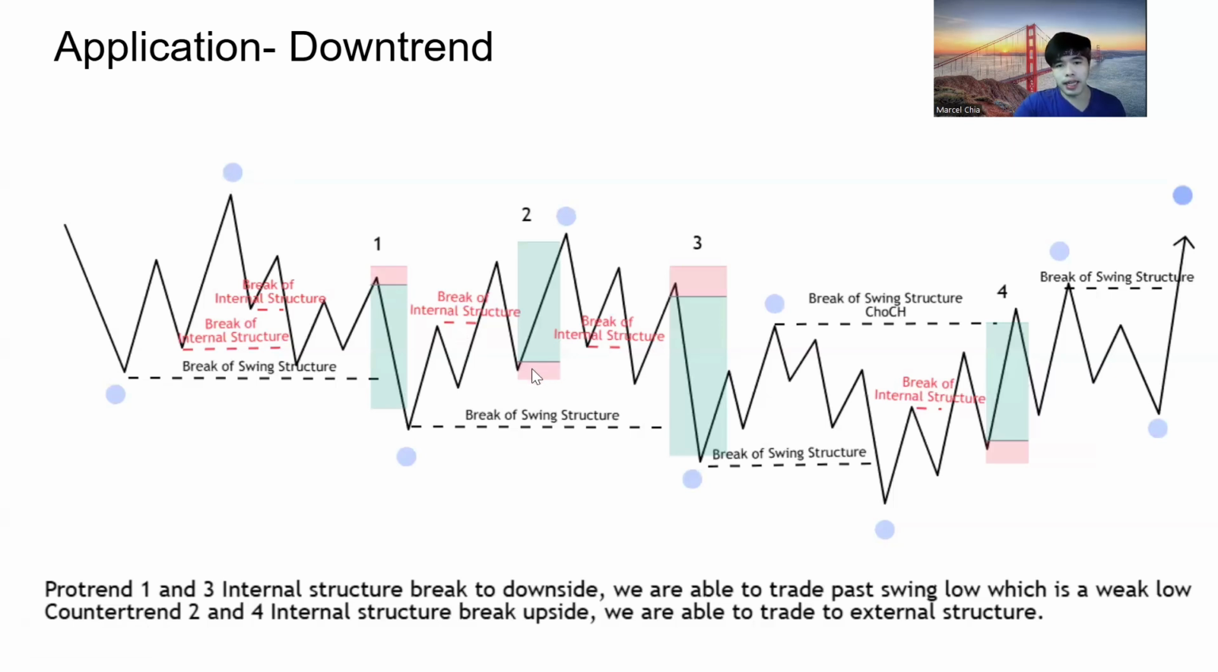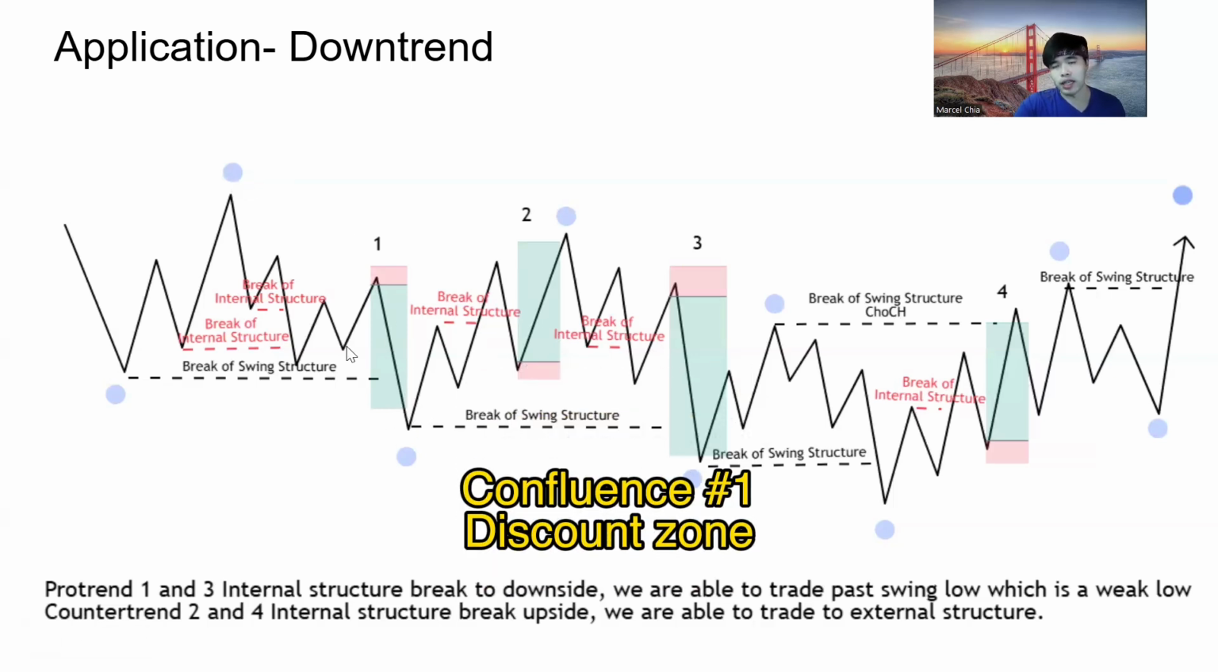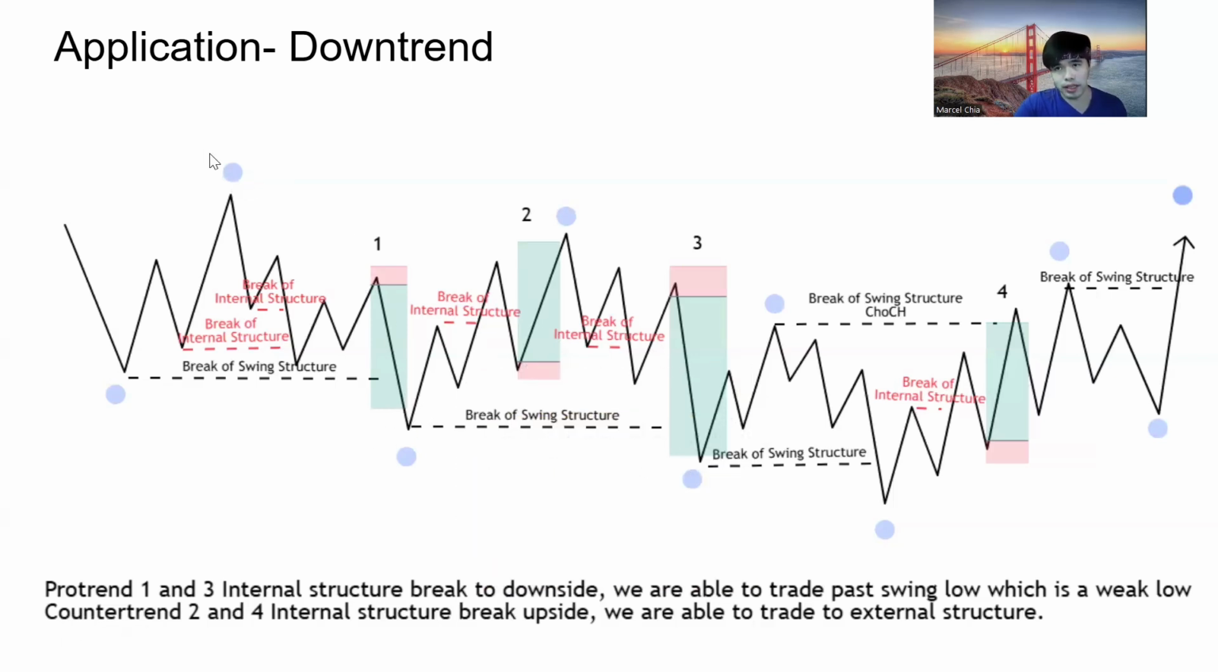In fact, it is a discount zone of the current leg itself. So in this case, when there's a break in this internal structure and price comes back here to have a demand at the demand zone, at the discount zone, this is a very long trade here, because it is technically at the discount zone of this current leg itself. That's one of the confluences that we can look at.